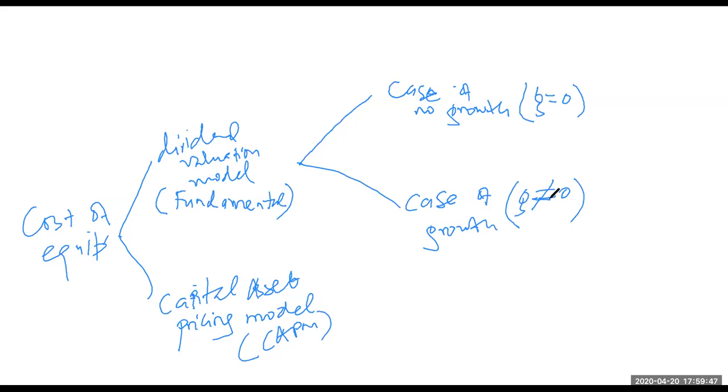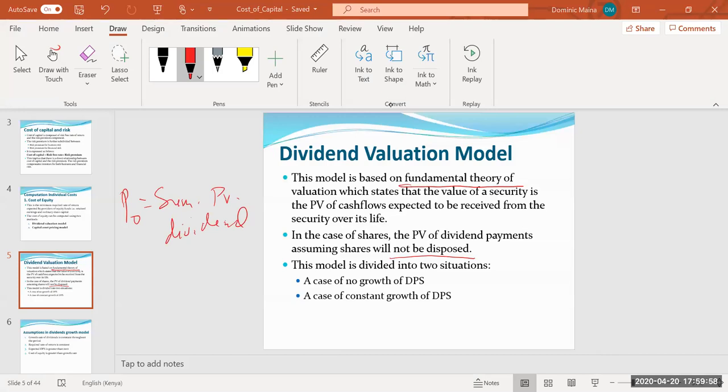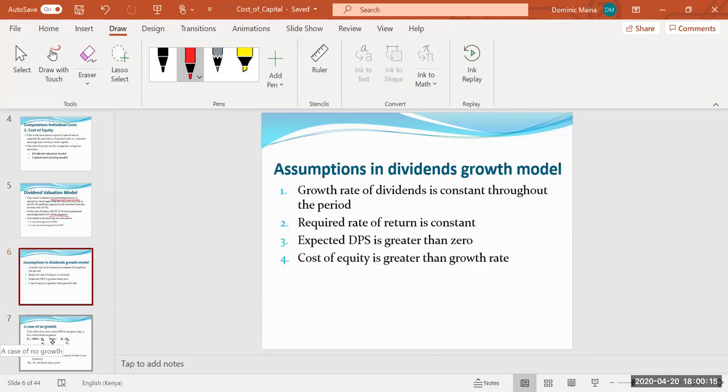So let's go back to our notes. Before we go to the two cases, the case of growth and the case of no growth in dividend, let's go back to the assumptions that we apply under the dividend valuation model. The first thing is that this company does pay dividends. Actually, it's not one of the ones I've mentioned here, so you can write it as point number five.